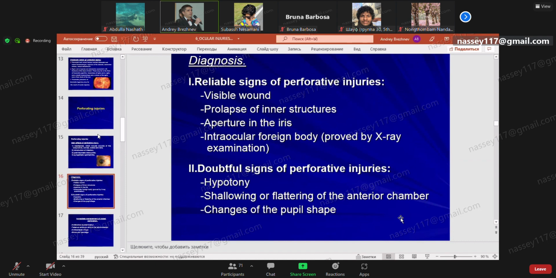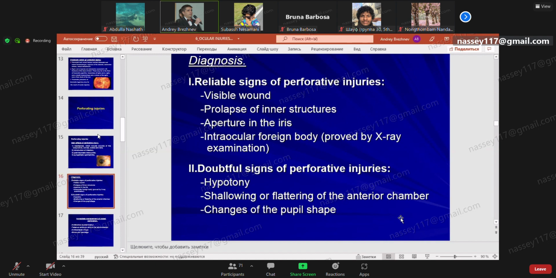Diagnosis. All the signs of perforative injury we can divide into reliable and doubtful. Presence of even one reliable sign is 100% presence of a perforative wound. Doubtful means that we have symptoms which look like a perforation, but they may be symptoms of other disorders, even of contusion, which we have discussed earlier.